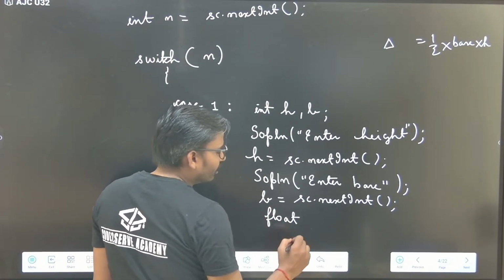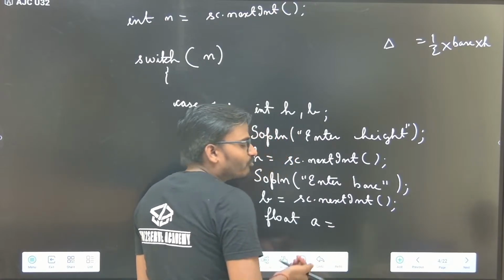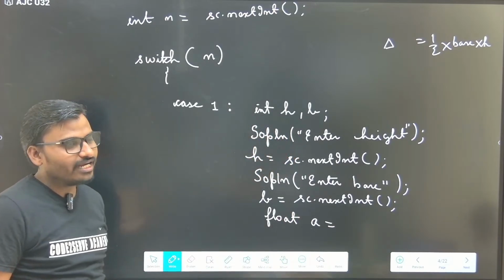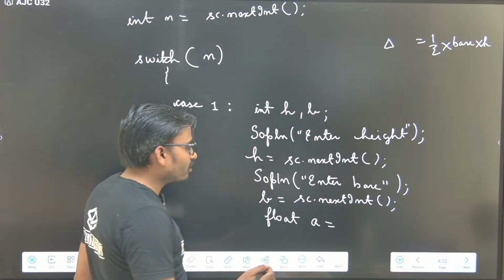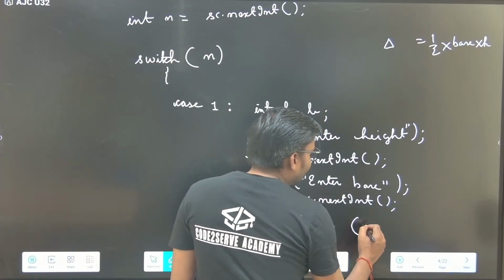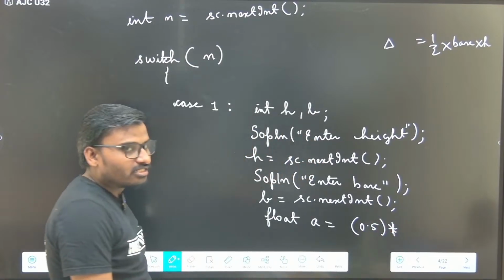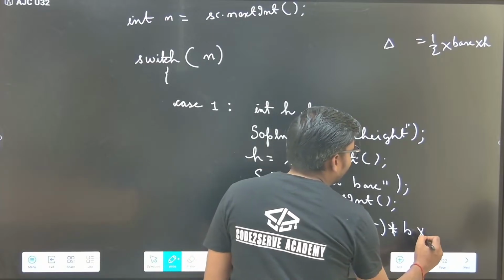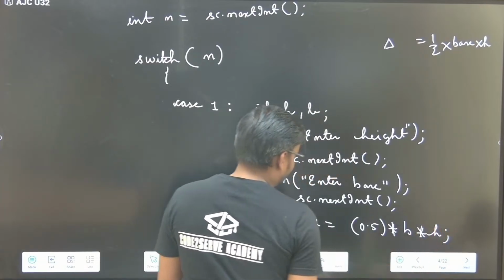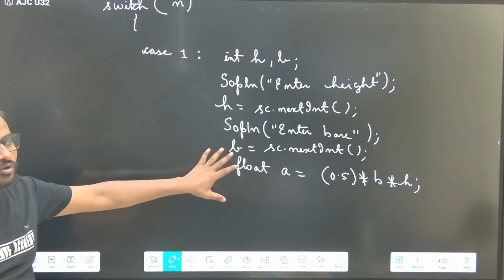float area is equal to, we can calculate half into base into height, or directly we can write 0.5 into this. Okay, so I'm writing directly 0.5 into base, over here b and h, b into h. All right, so almost we have calculated the area.